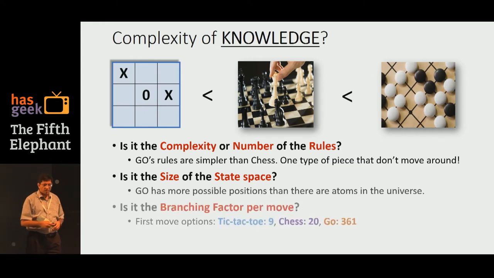And the third measure that a lot of people talked about is the branching factor, which is how many options I have at any stage. If you look at tic-tac-toe and the first move, there are only 9 options. But in chess, there are 20 options, and those of you who know chess can calculate. And in Go, there are 361 options in the first move. This is what we call the branching factor. The higher the branching factor, the more difficult it is to pick among them, and the more complex the model you will have to build to pick the right action among a large number of actions. So there is this notion of complexity of knowledge, and we can look at all these three to think about it.